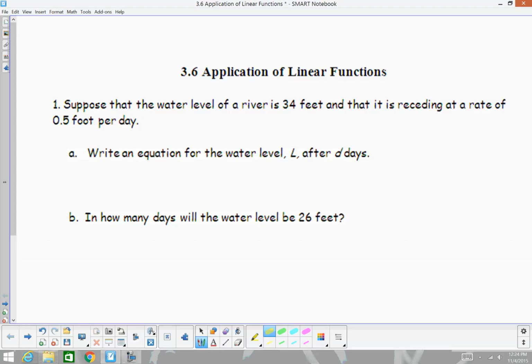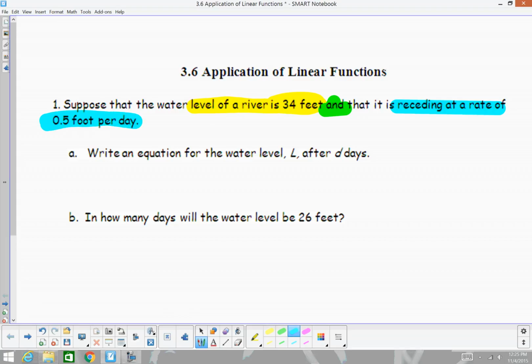This one says, suppose that the water level of a river is 34 feet. So we're looking at a river. The level right now is 34 feet. That's important. And another important word is that it is receding. Receding at a rate of 0.5 feet per hour, or foot per hour. Now, that whole statement is important, and I'll explain why.